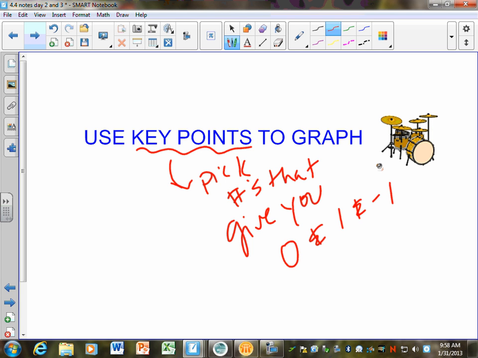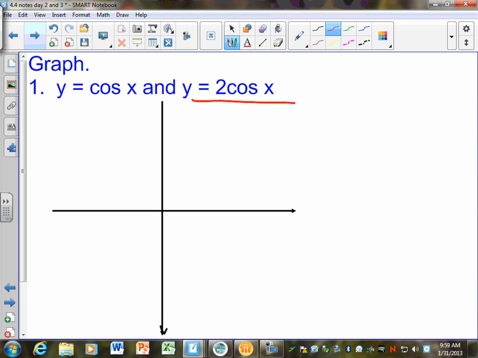So just like everything else we've done, today's big focus, we're not doing as much graphing today as we're going to do on the next day. Today's big focus is how can we translate these, right? We can stretch, we can shrink, we can move them left, we can move them right, we can move them up, we can move them down. What do you think is going to happen if I multiply a number out in front of that?